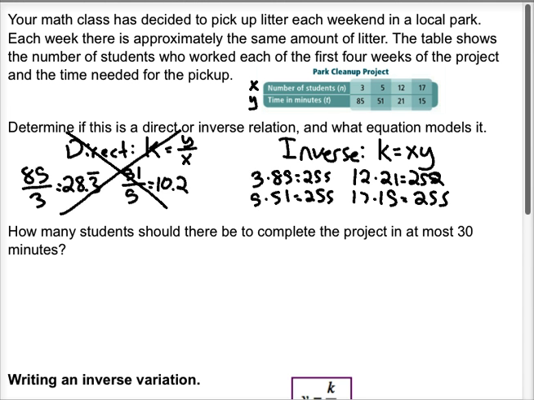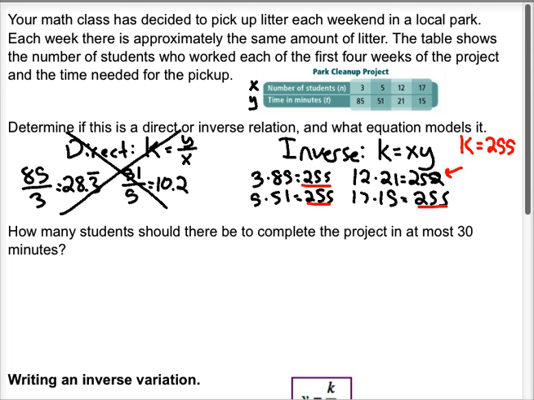All right, so notice all of these are coming out the same. Now, there is that one that's slightly different. Because we're talking about approximating models, if there's one that's a little bit off but everything else is the same, that's a pretty good argument that this is actually an inverse relationship. And we're going to say that inverse relationship has a k of 255. So all the xy pairs are multiplying to either be 255 or very close to 255.